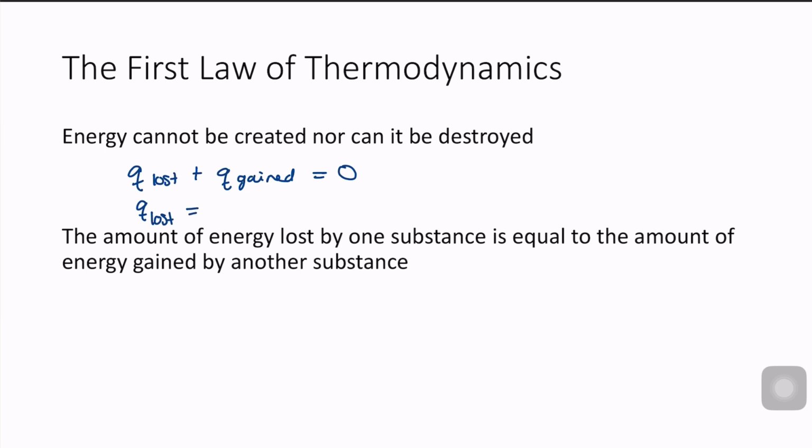However, mathematically, they are going to have the opposite signs. So the heat that is lost is going to be equal to negative heat that is gained. So the amount of energy that is lost by one substance is going to be equal to the amount of energy that is gained by another substance. So this negative sign is simply directional, whether heat is being absorbed or heat is being released.